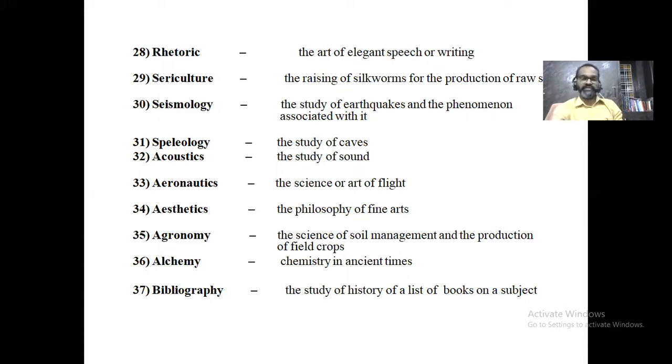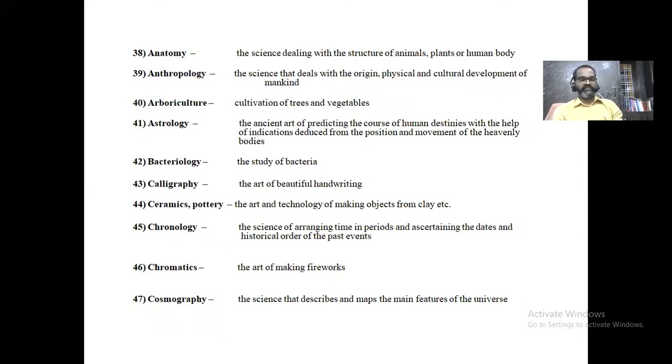So bibliography, that's called bibliography, the list of books of history. Like anatomy, the science of dealing with the structure of animals, plants, and the human body. Anatomy. If you go and see the hospitals and medical colleges, anatomy labs are there. That's the science of dealing with the structure of animals, plants, and human beings. That's called anatomy.